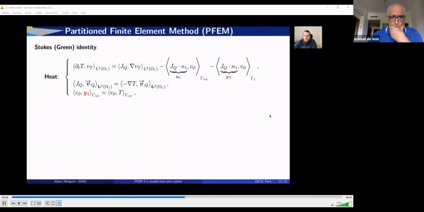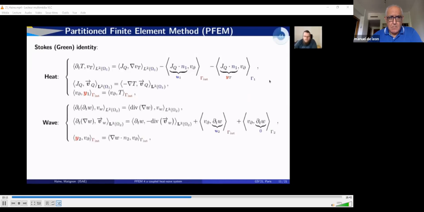Now we apply Green identities to make appear the boundary terms of interest. So integrating by parts the first line on the heat equation makes appear the control U1 at the interface, and the output on the other part of the boundary of the heat domain. Applying the same Green identity to the second line for the wave equation makes appear the control U2 at the interface and the Dirichlet boundary condition on Gamma 2. And we do nothing to the Girard interconnection.